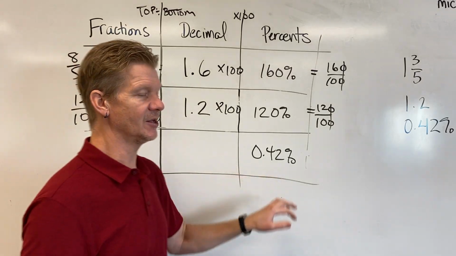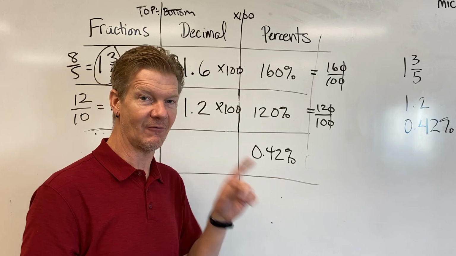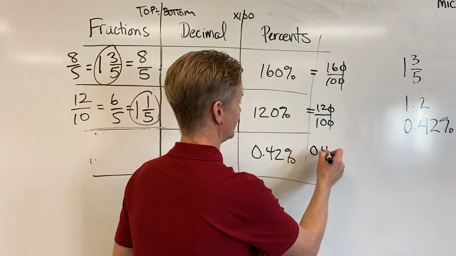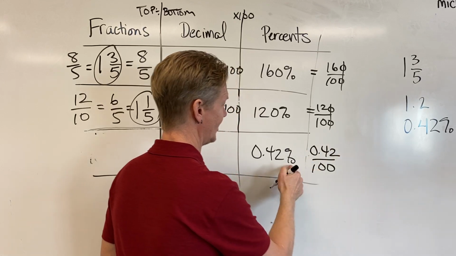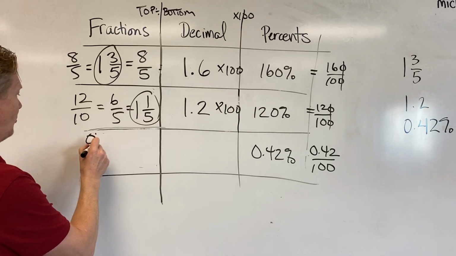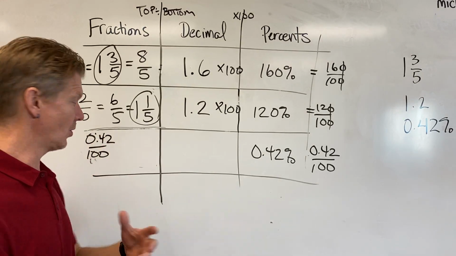Now this one's a challenging one because it's really small. 0.42%, that's like less than half of 1%. But I still do the same thing, right? I do 0.42 over 100. Whenever I get rid of this percent sign, I have to put it over 100. Now this looks weird, 0.42 over 100, but we can make it look less weird, more acceptable.